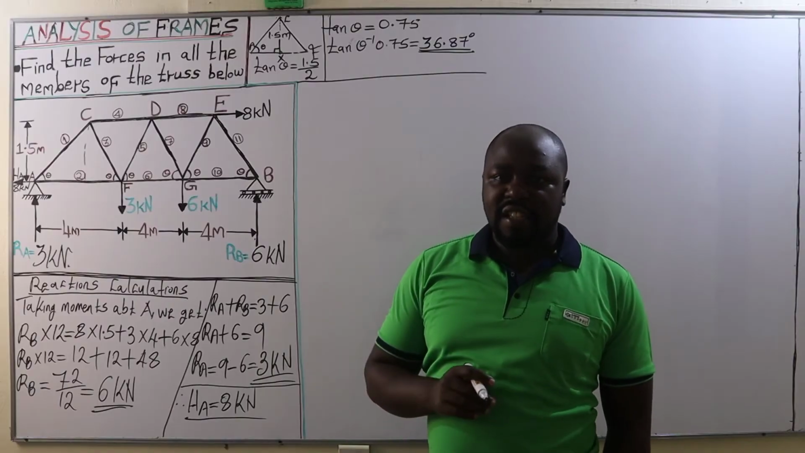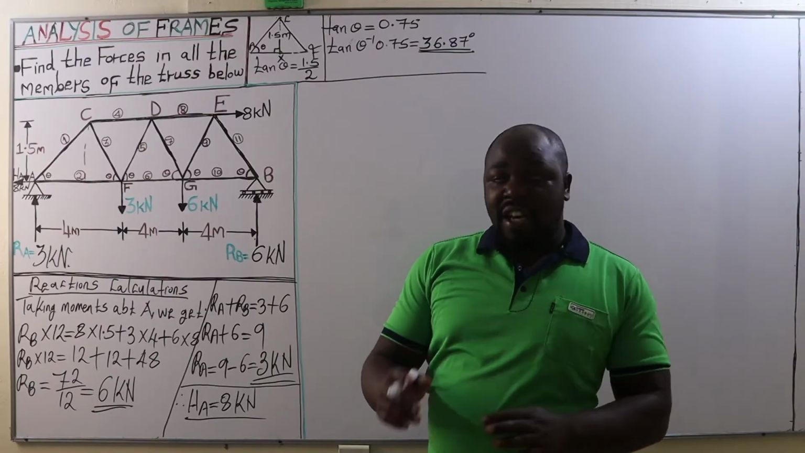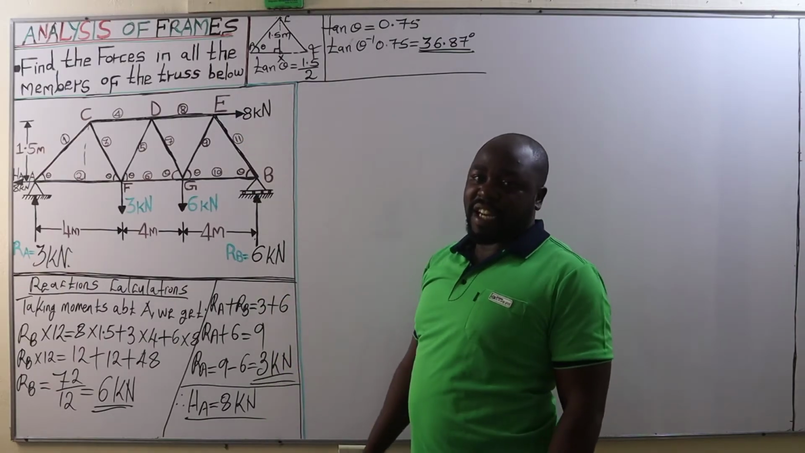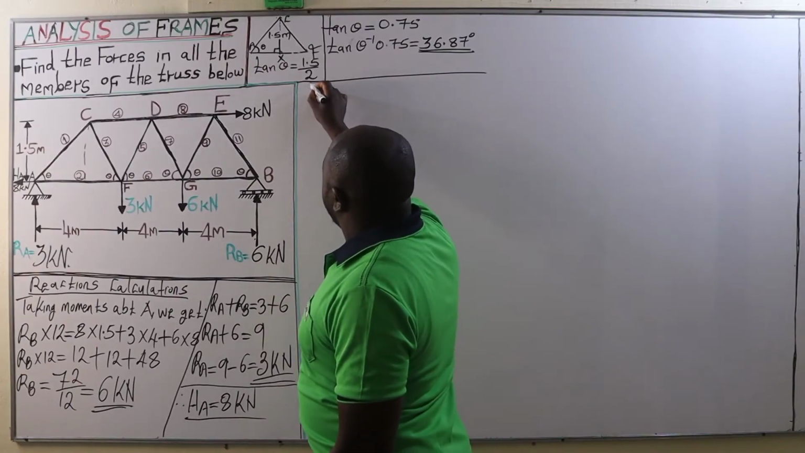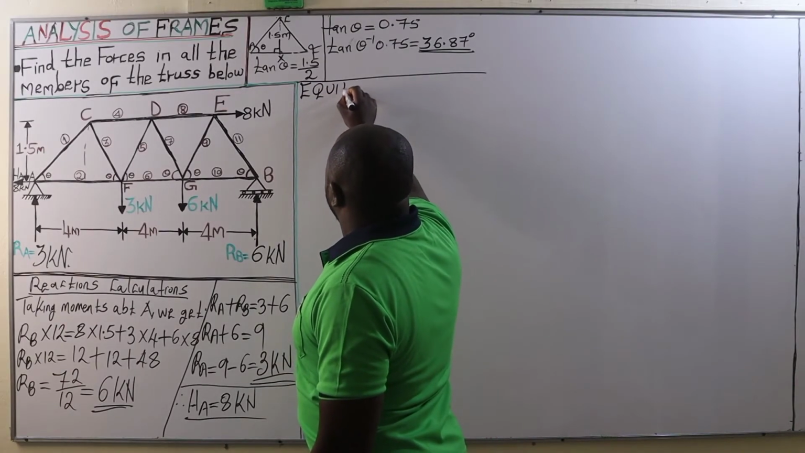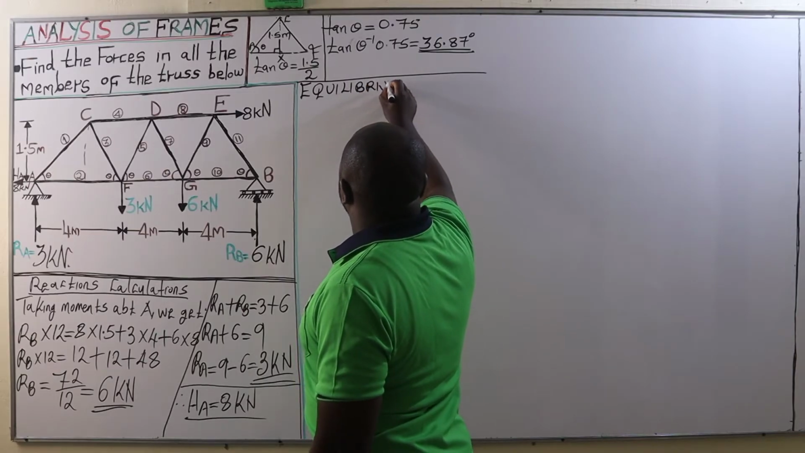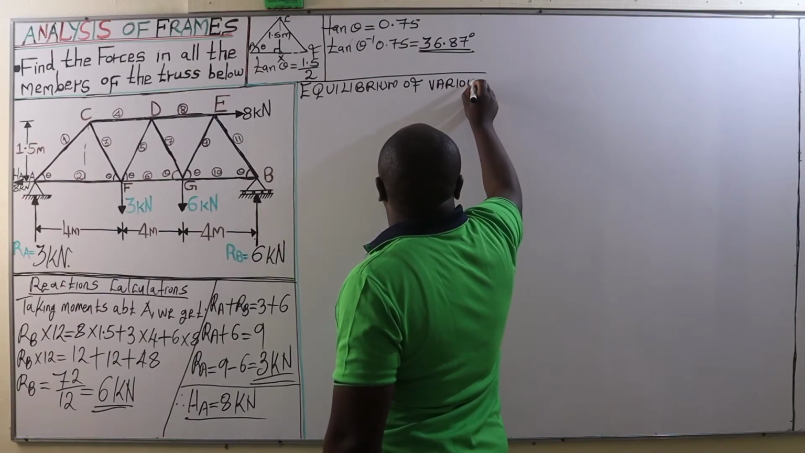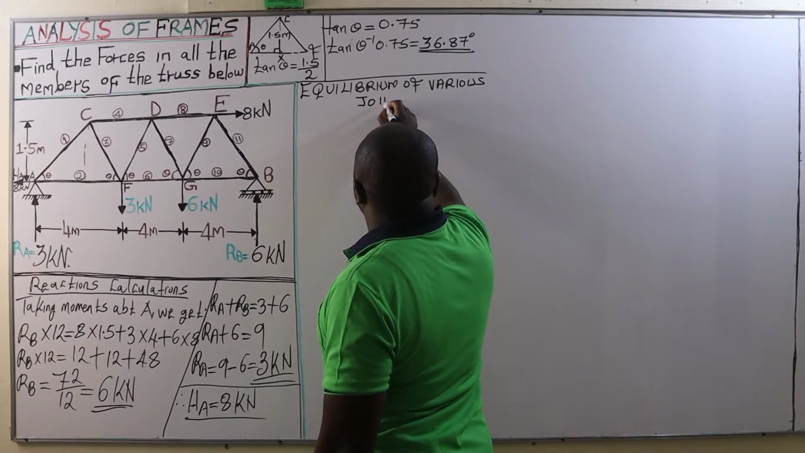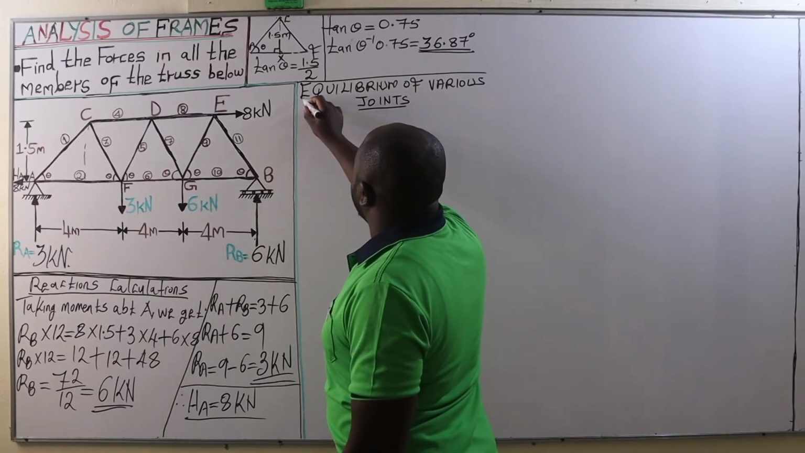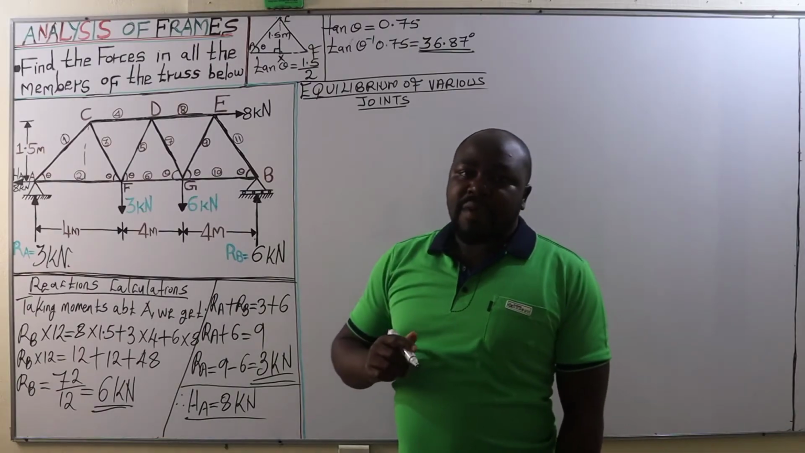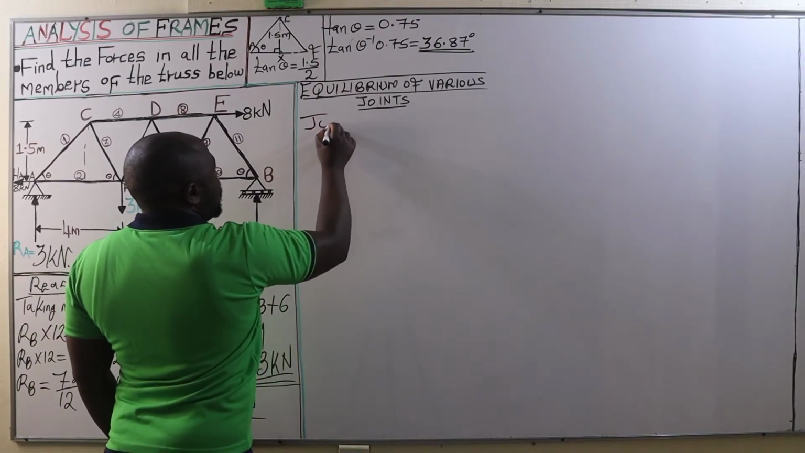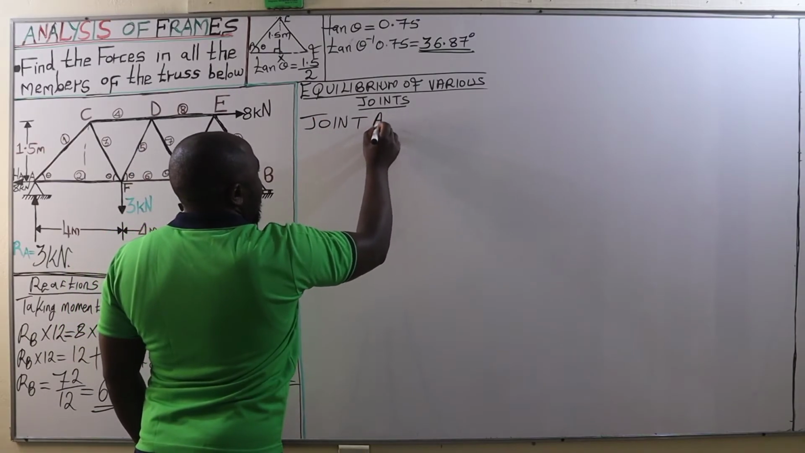Good. After getting the value of the angle theta, the next thing will be considering the equilibrium of various joints to get the forces acting in all the members of this truss. In this case, we are going to begin with joint A.